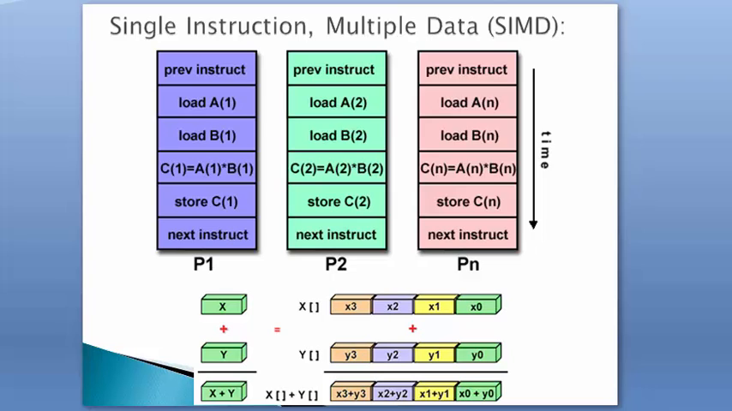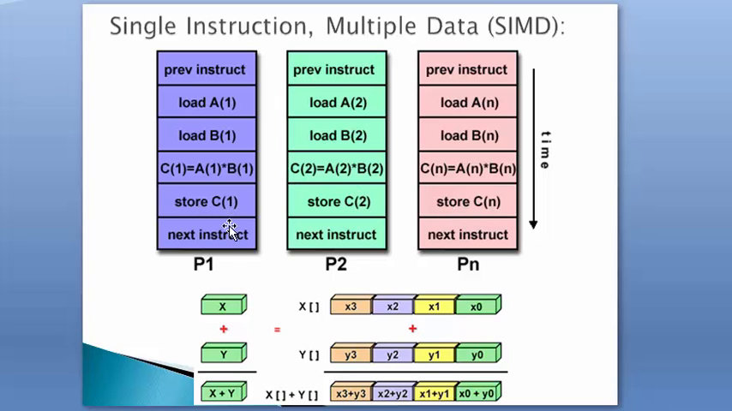Single instruction, multiple data, SIMD. A type of parallel computer. Single instruction, all processing units execute the same instruction at any given clock cycle. Multiple data, each processing unit can operate on a different data element, best suited for specialized problems characterized by a high degree of regularity, such as graphics/image processing. Synchronous lockstep and deterministic execution.